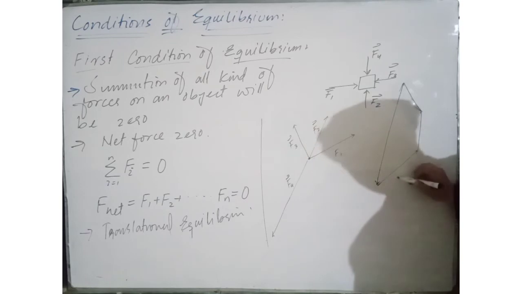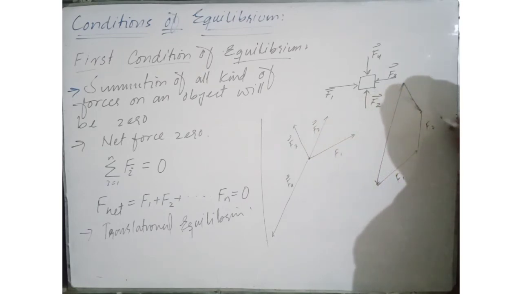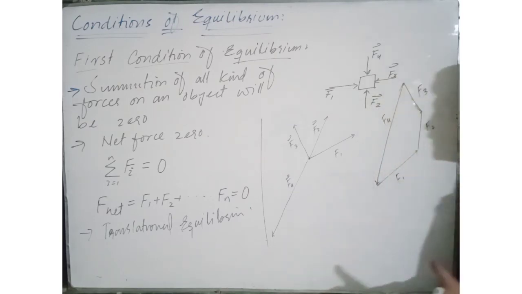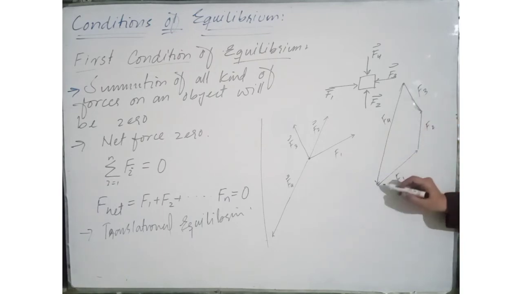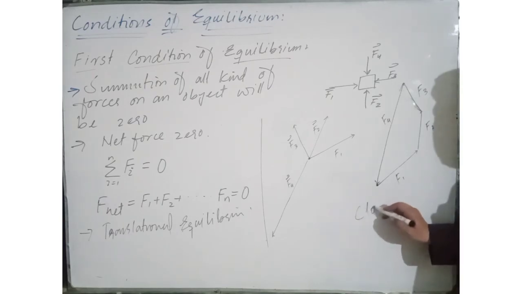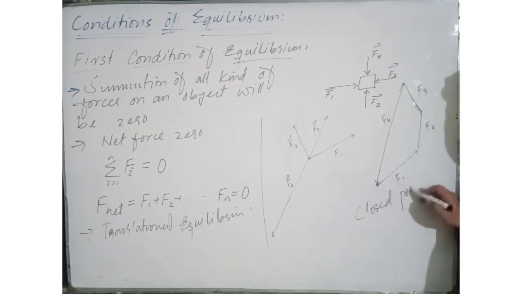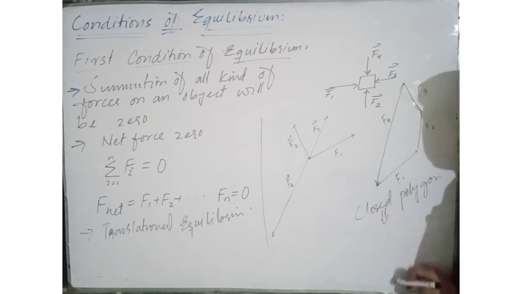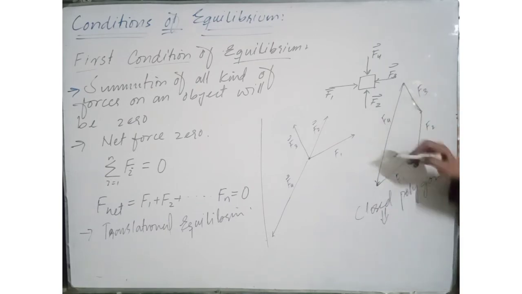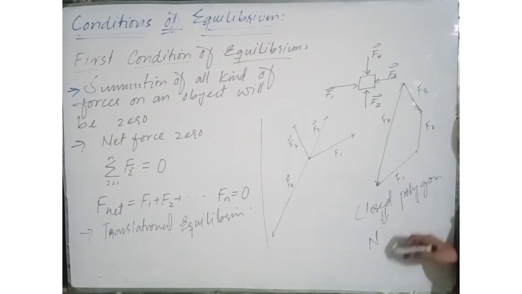Right, so this is F1, F2, F3, F4. We can even have 5 forces, 6 forces. You can see that after adding all these forces, we get a closed polygon. Whenever we get a closed polygon, what does it imply? It implies that the net force, or the resultant force, is actually 0. So we get a null vector, right?